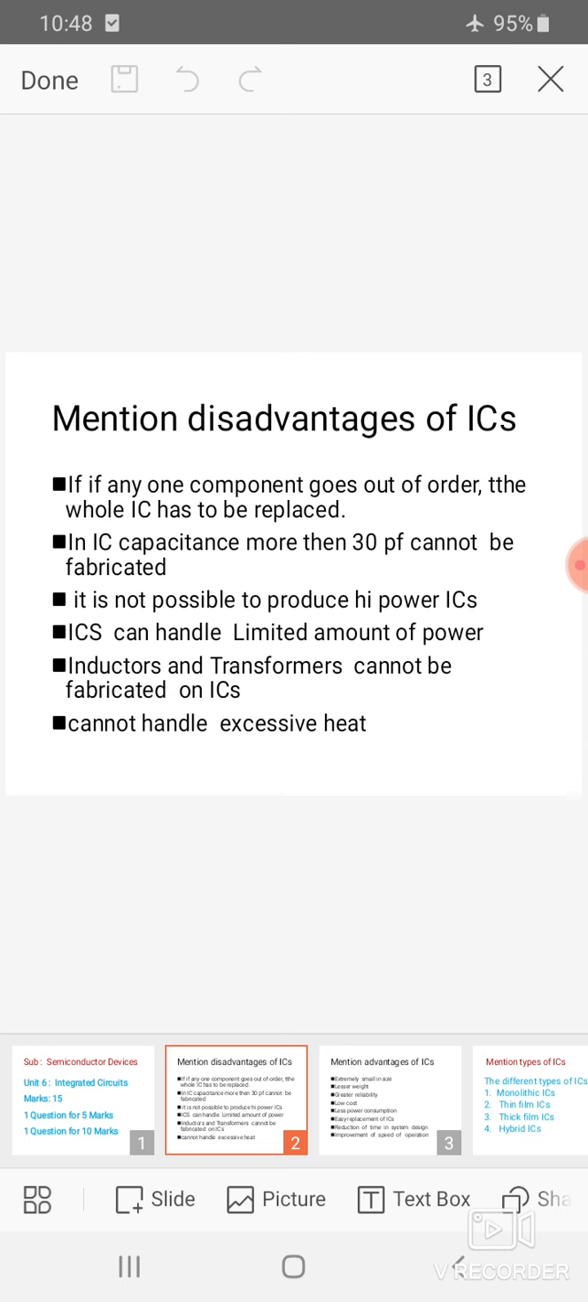So to manufacture inductors and transformers, the copper coil is necessary. That copper coil cannot be etched onto the IC, that is, onto a single chip. Also, ICs cannot handle excessive heat. So this is one limitation of ICs. If the heat goes out of control, the IC will be easily burned out.